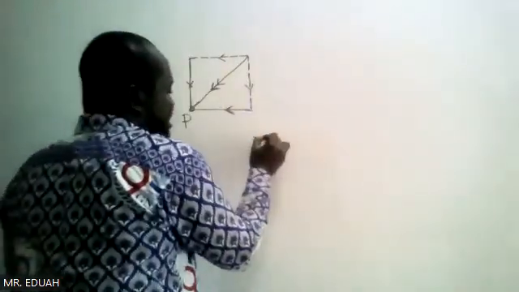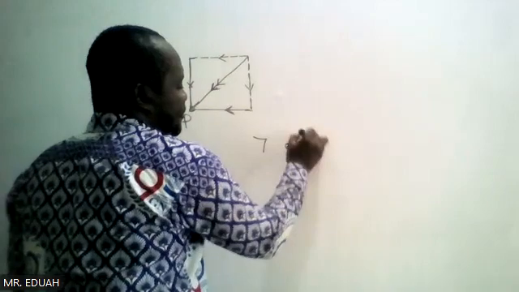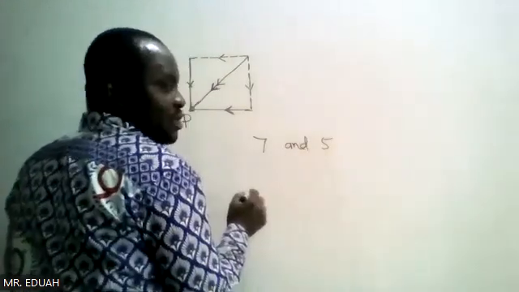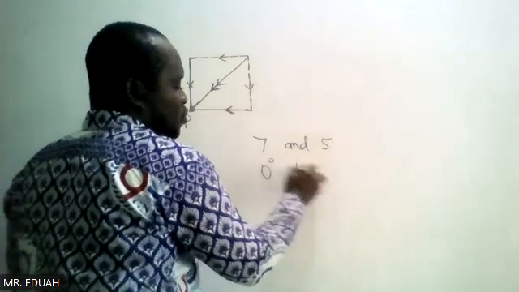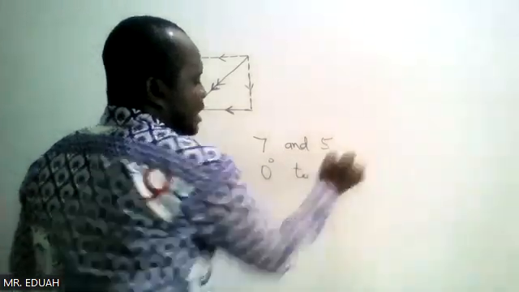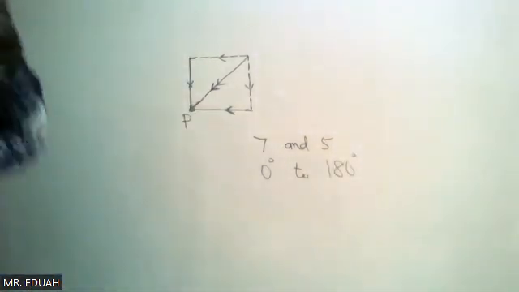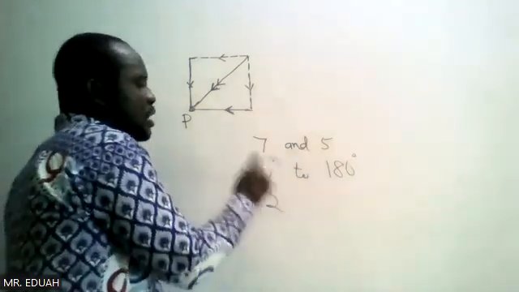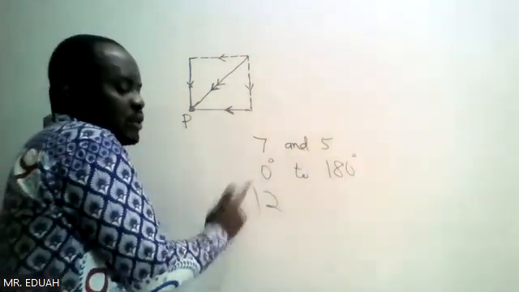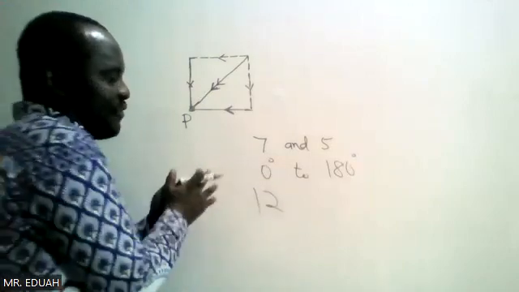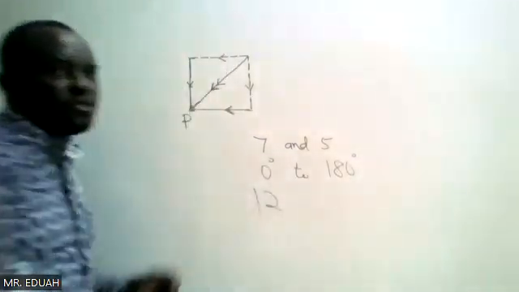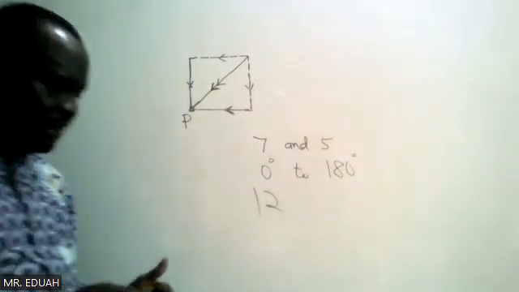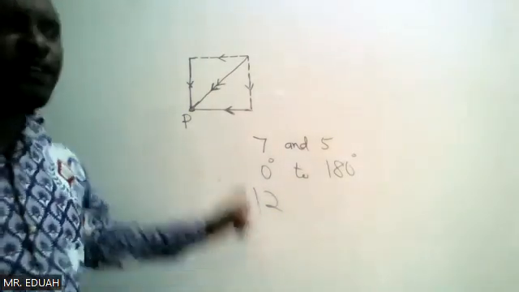The forces are 7 and 5. As the angle between them increases from 0 degrees to 180 degrees, the resultant changes from 12 to 2, because when it's 0, the resultant is determined by adding the forces. When it's 180, you subtract the smaller force from the larger force. So it will be 12 to 2.